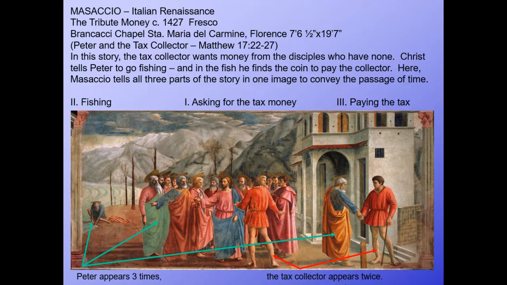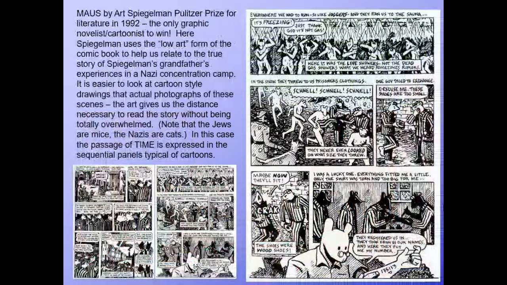The center is actually the beginning. You see the tax collector talking to Christ, and you see Christ giving his instructions to Peter. You see Peter a second time in the middle part of the story over here, catching the fish and opening its mouth. And then you see Peter a third time paying the tax collector at the end of the story. So it actually is almost like one panel of a comic book or comic strip that tells 3 points in time simultaneously. It's kind of a cool idea.